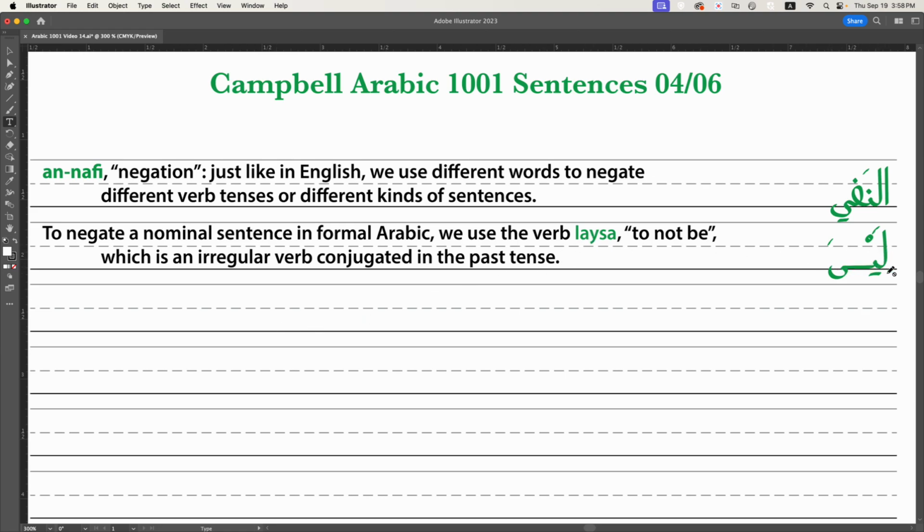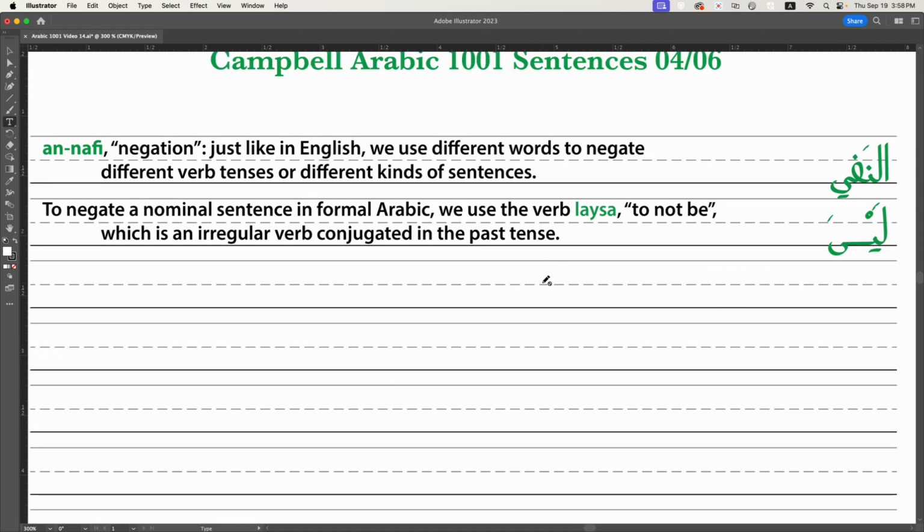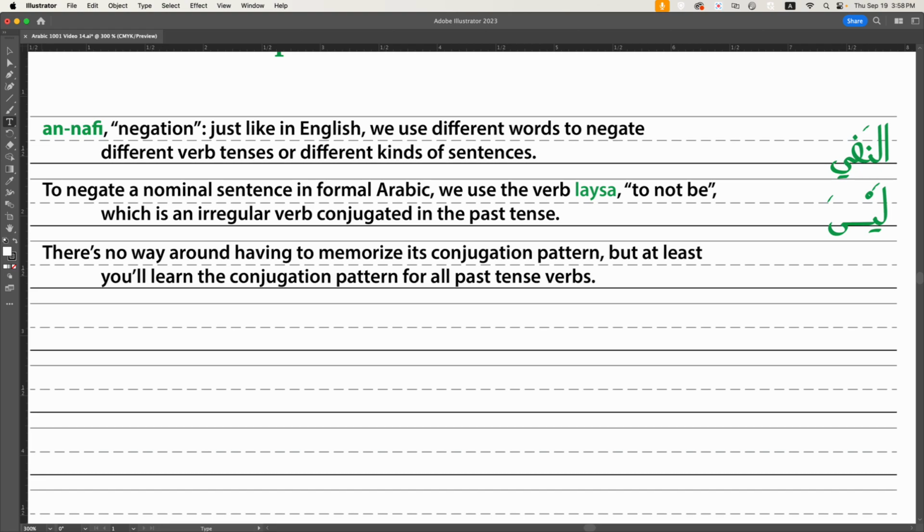It looks like lease, but it's laysa, to not be, which is an irregular verb, and it's conjugated in the past tense. So negating these sentences is a little bit complicated in standard Arabic. What you will learn very quickly is that when you move to an Arabic-speaking country, you will quickly learn how to use the one negation particle for nominal sentences in that particular dialect. I'll talk about this at the very end of the video.